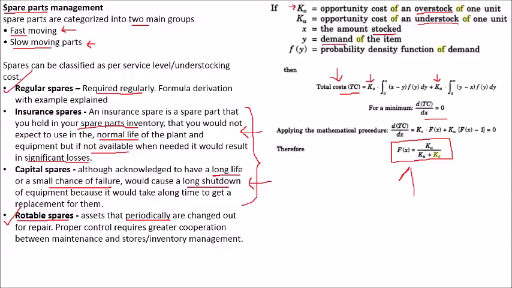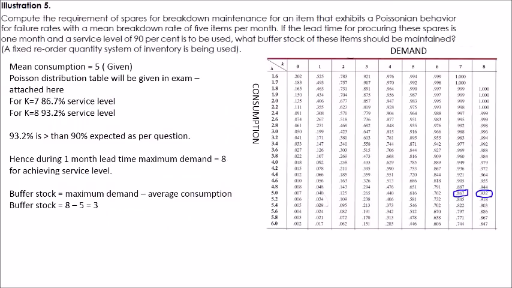So moving to the next slide. We have come to the problems. What does this say? Compute the requirement of spares for breakdown maintenance for the item that exhibits Poisson behavior.